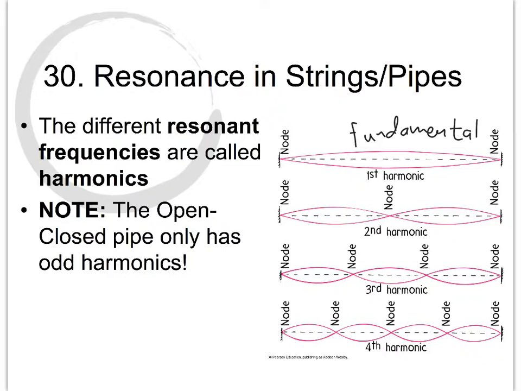It is important to note, though, that the open-closed only generates these odd harmonics. So when we're talking about both ends being fixed or free, we end up having all the harmonics. We have the first, the second, the third, the fourth, etc. If we're talking about an open-closed pipe, like we saw on the last slide, only the odd harmonics exist.